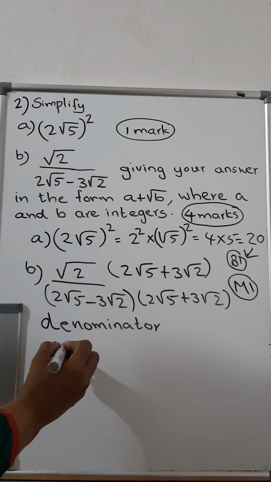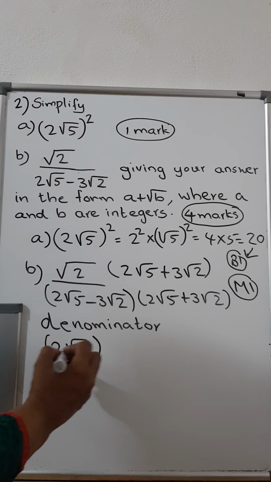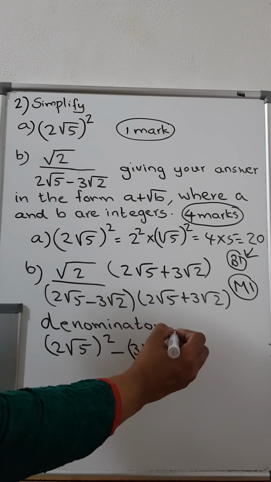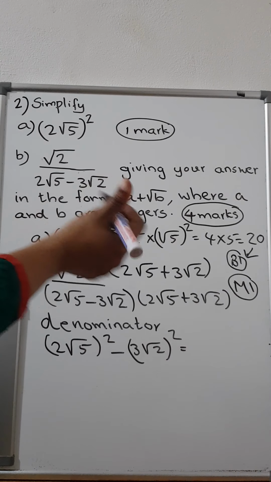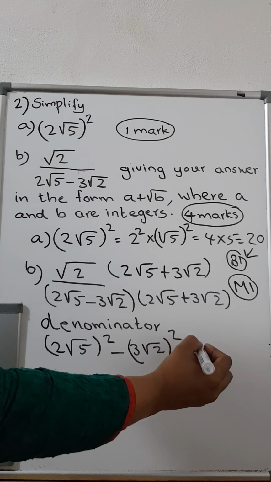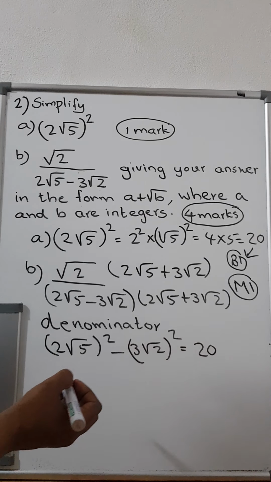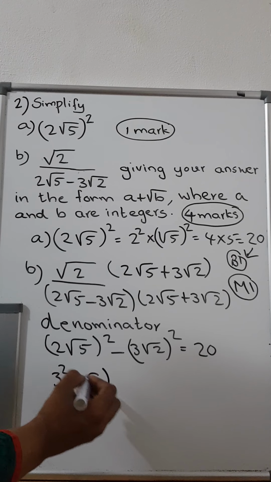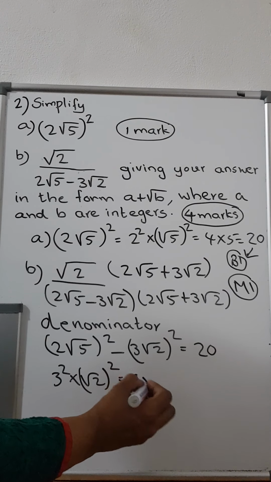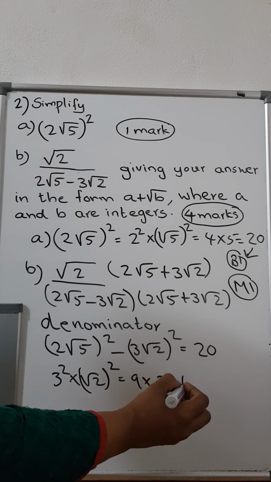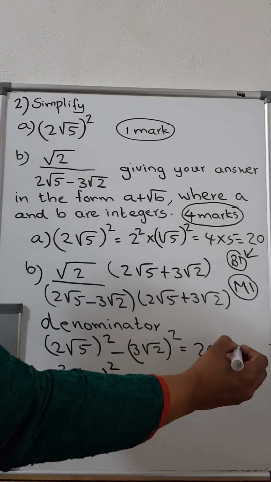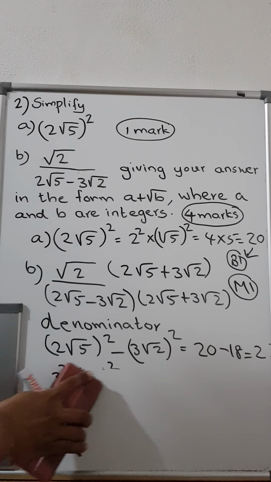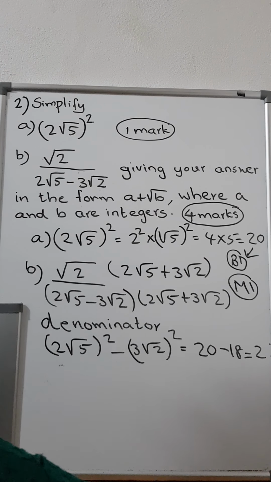So denominator will be 2 root 5 the whole square minus 3 root 2 the whole square. 2 root 5 squared is 20. We have already found it in the A part. 3 root 2 the whole square, that is 3 square times root 2 the whole square. That is 9 times 2. That is 18. So 20 minus 18, that's equal to 2. You see, we got the denominator as 2.